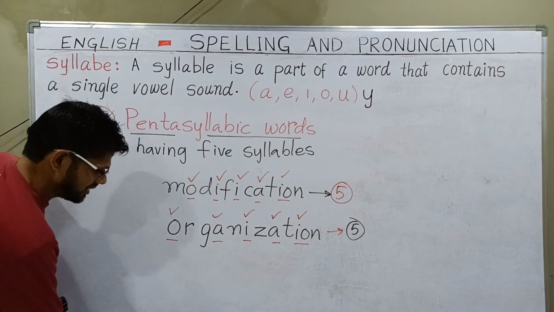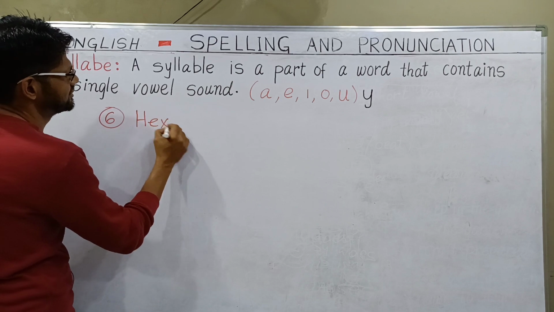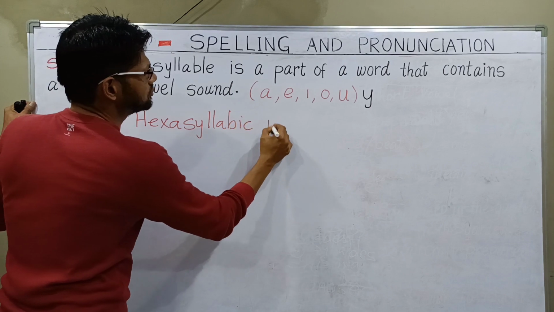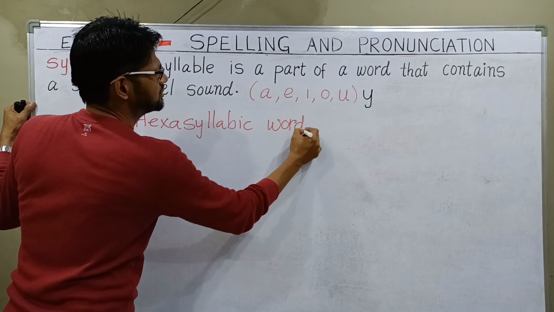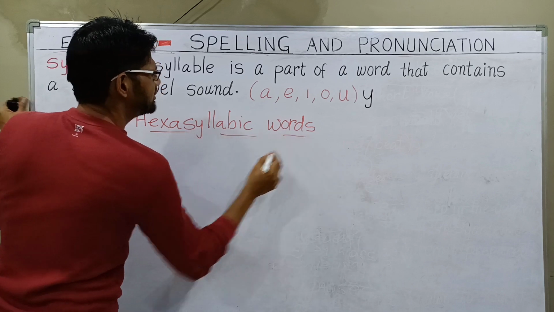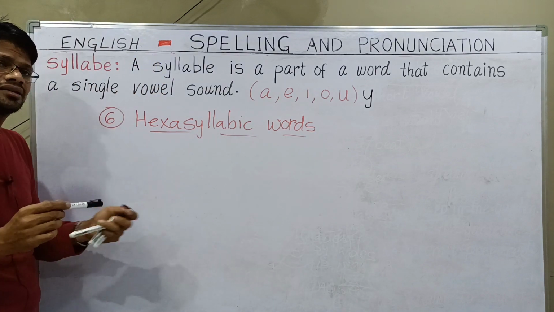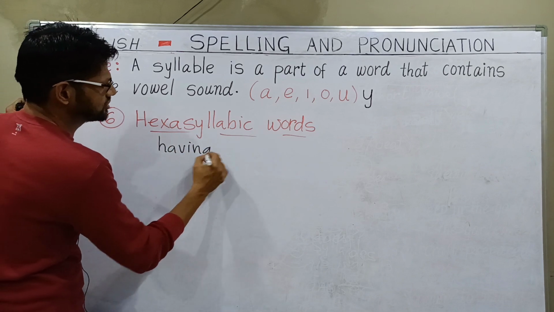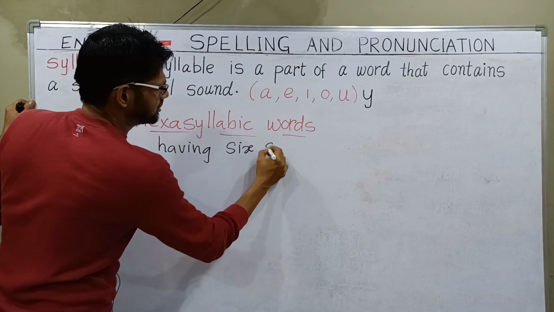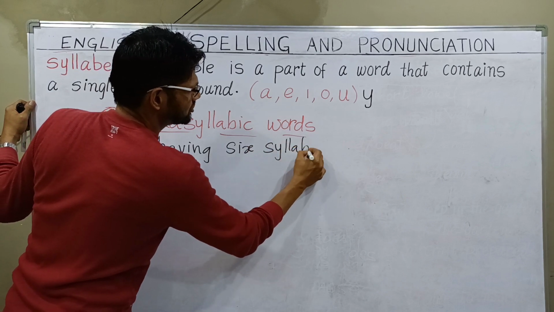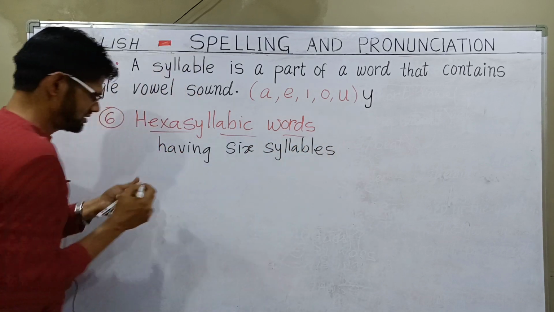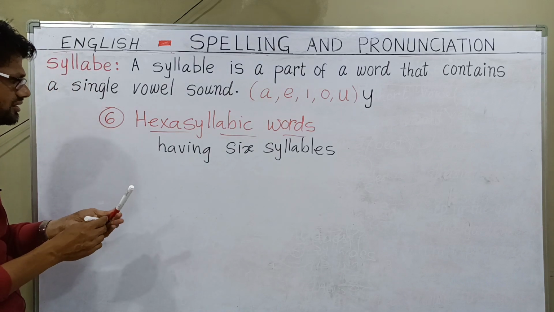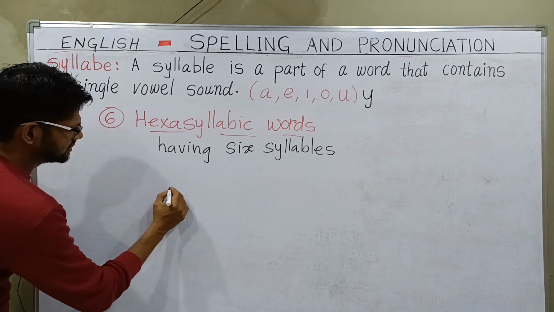Okay, so next one is hexasyllabic words. What is the meaning of hexasyllabic words? Very simple. Words having 6 syllables, 6 beats, 6 sounds of vowels. So let me give you an example. Example number 1.